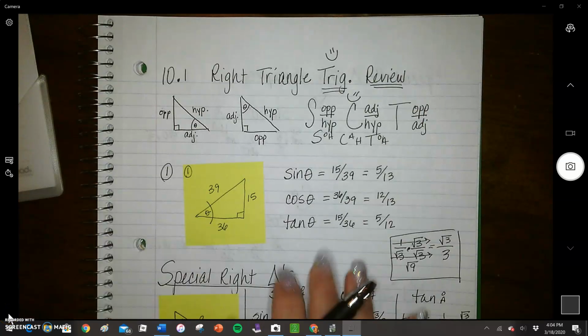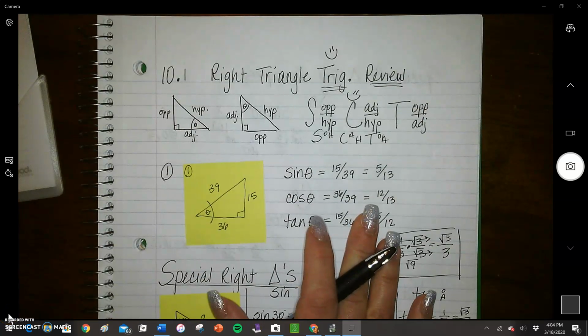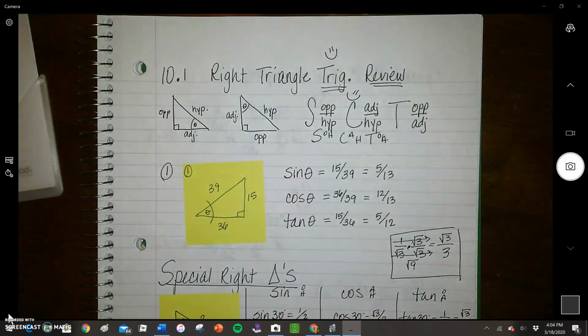Alright guys, so today we're going to start right triangle trig. I have to say trig is absolutely by far my favorite subject in all of math to teach. I absolutely love it, and I hope by the end of chapter 10, actually 10 and 11, that you'll love it just as much as I do.